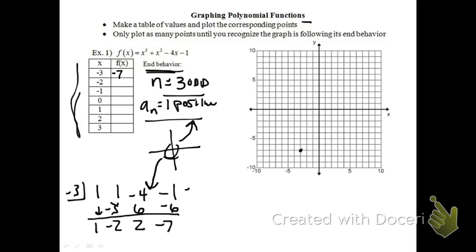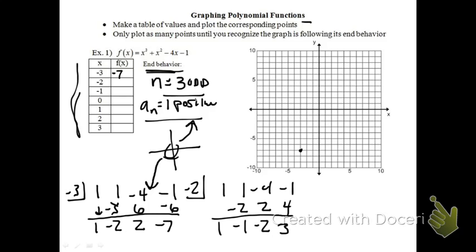If I were to plug in -2, I use the same coefficients, 1, 1, -4, -1. Drop down the 1, multiply, I get -2, add, I get -1, multiply, I get 2, add, I get -2, multiply, I get 4, add, I get 3. So that means when I plug in -2, I get +3.